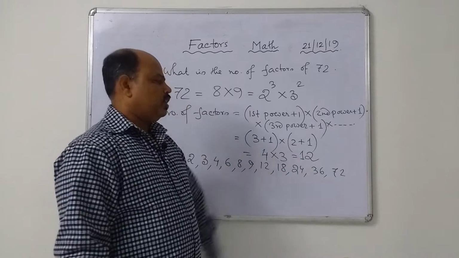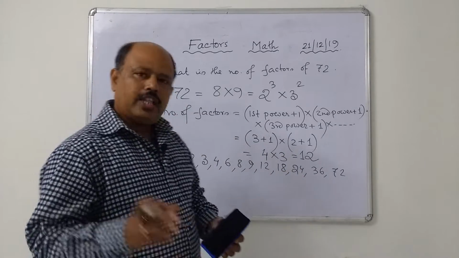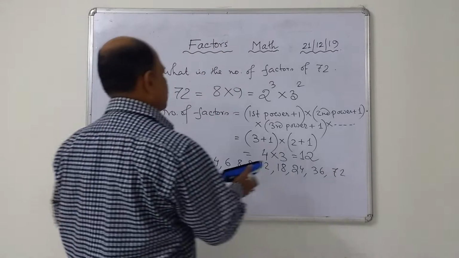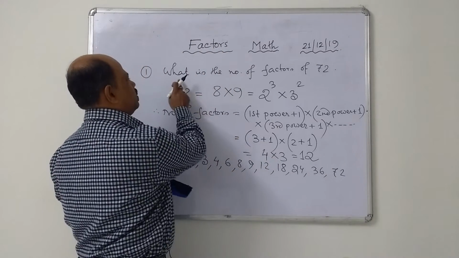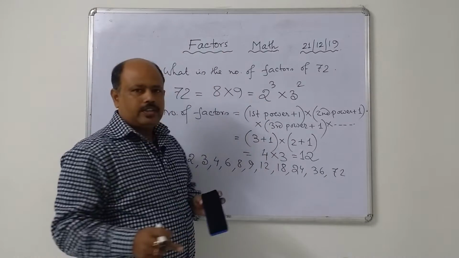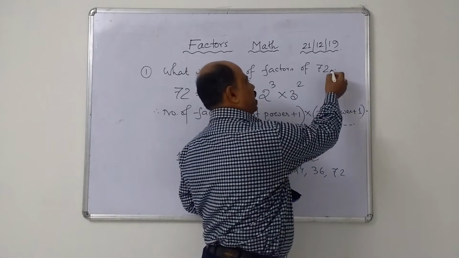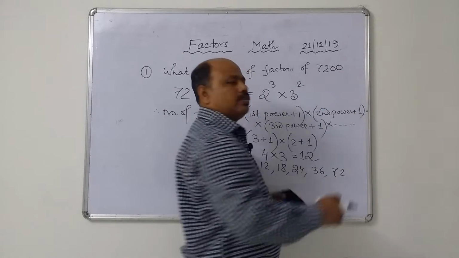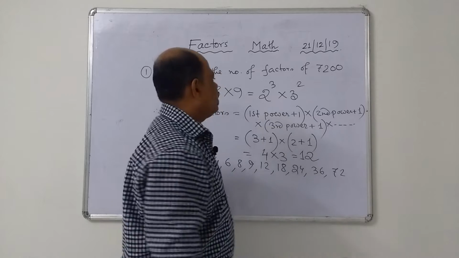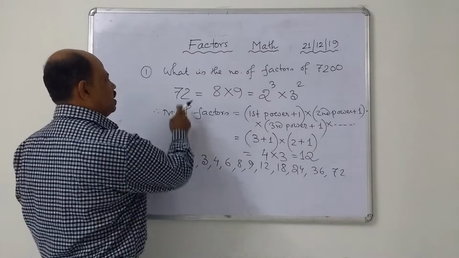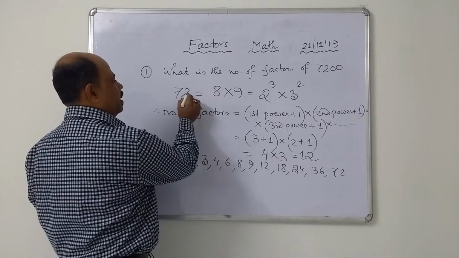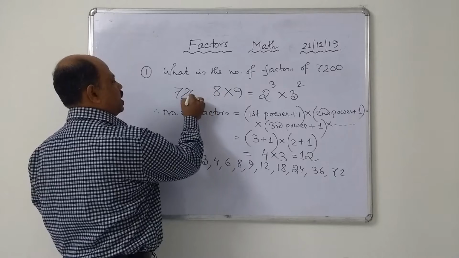Number of factors is only 12. Another question. Look, if the question is what is the number of factors of 7200? 7200. Then this 72 will be followed by another double zero, that is 00.